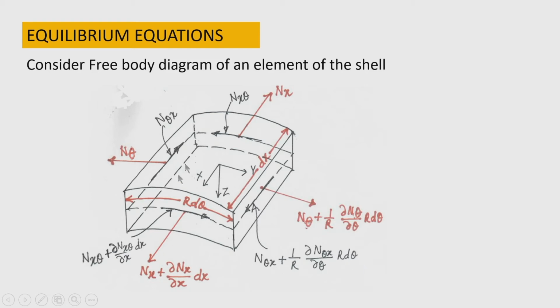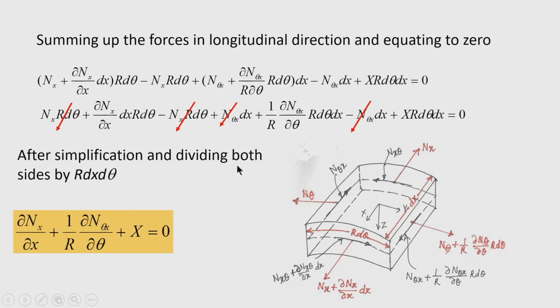So, knowing the forces acting on the element and component of the loads in the respective direction axis, one is along the x axis and one is along the circumferential axis and one is along the radial direction. So, now we can establish the equilibrium of the forces. So, summing up the forces in longitudinal direction first and then equate to 0. Now, let us see what are the forces in the longitudinal direction. One is n x.